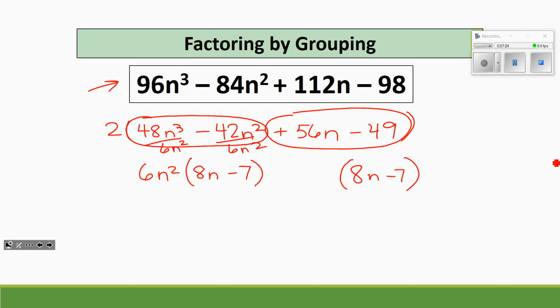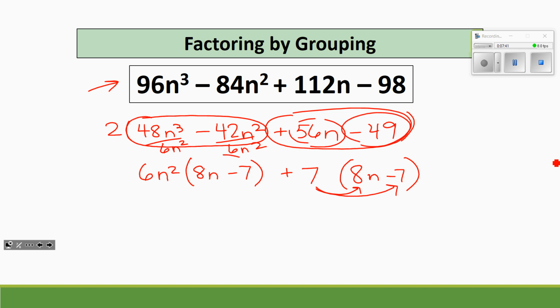So what do we factor out of that to get that? That would be a 7. Let's check that. If we did the distributive property, 7 times 8n is a 56n, and 7 times a negative 7 is a negative 49. So I know that I factored it correctly.